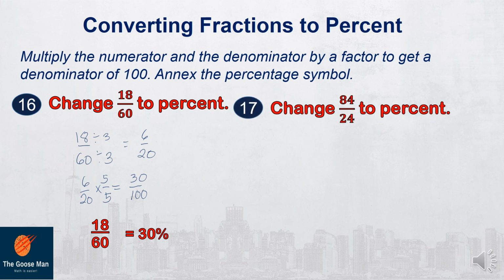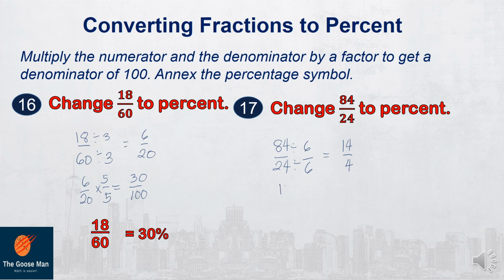So let's have another example. Change 84 over 24 to percent. So again, what I'm going to do is reduce first 84 over 24 to lowest term. And both numerator and denominator are divisible by 6. So I have now 84 divided by 6 is equal to 14 over 4. But take note that 4 is actually a factor of 100.